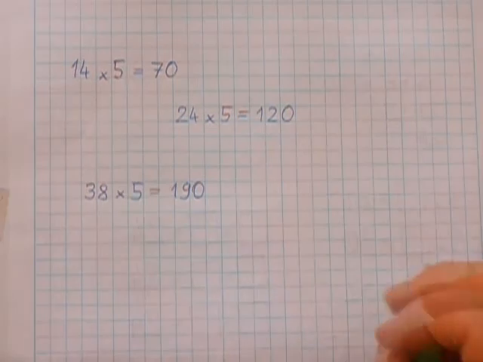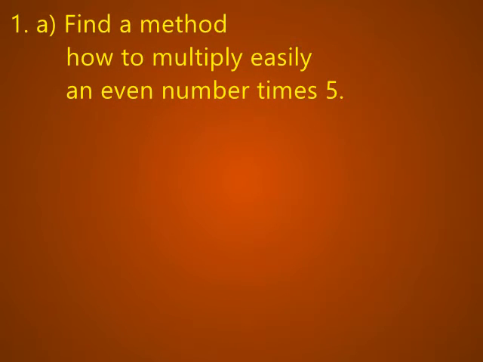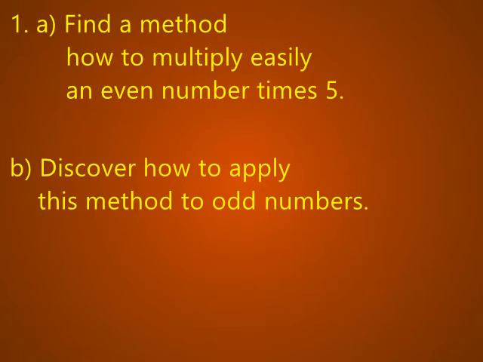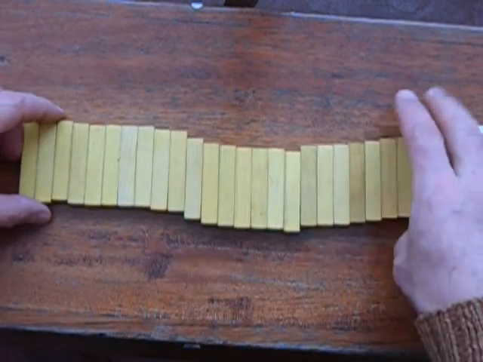This property can help you to multiply a number by 5 in a very easy way. This is the first question for your investigation. Observe the multiplications of even numbers by 5. Find a method to calculate these multiplications easily. Then find a way to apply it also to odd numbers. The questionnaire words may help you to find an answer.